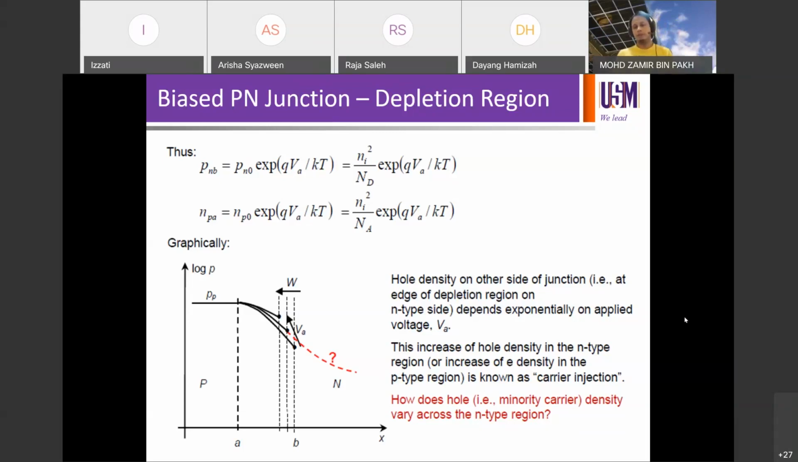If you're talking about holes in p-type, if they cross the depletion region, at the end of the opposite depletion region, they'll become minority carriers in n-type. And the same goes for the electrons. Electrons originate in n-type, where they are the majority carriers, and the moment you apply the forward bias, they cross the depletion region, and at the opposite side they end up as minority carriers in p-type material.